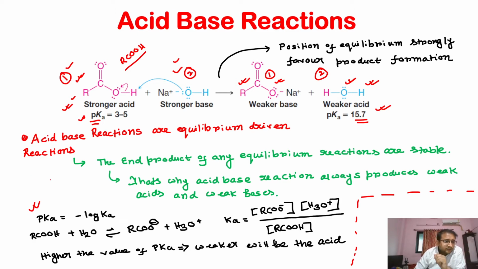Basically this pKa value is nothing but the minus logarithm of Ka. So what is Ka? Ka is nothing but the acid dissociation constant. This Ka value shows how strong the acid is. Suppose this is one acid that participates in this reaction in the presence of some aqueous medium, it will be dissociated into RCOO minus and H3O plus.